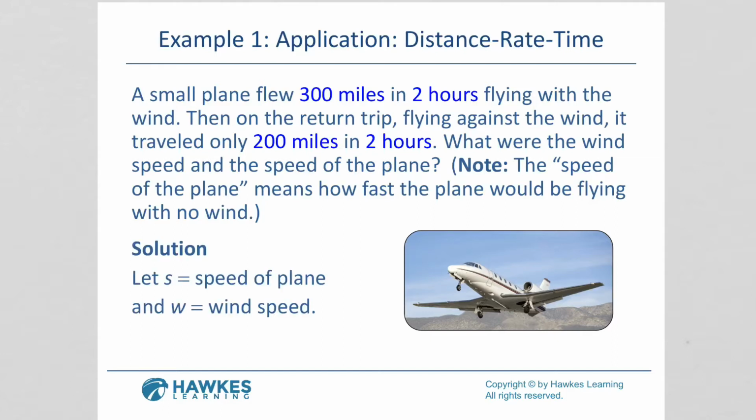The solution: we're going to let S equal the speed of the plane and W equal the wind speed. It is a good idea, if you can, to choose variables that are similar to the words in an application problem, so you don't have to necessarily think about what is X and what is Y. You can use any variables you want.